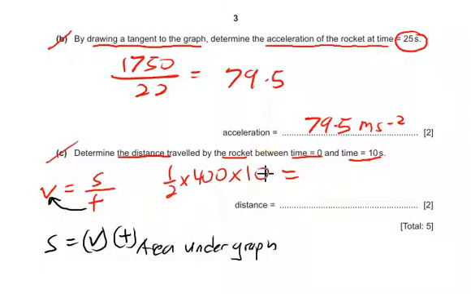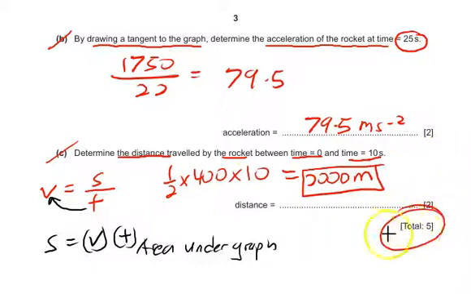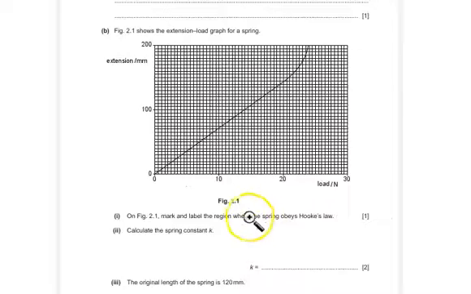All here we are getting is about 2000 meter. Alright, so this is your distance. So total marks for the first question is about 5 marks. Okay, then we move on with the second question.